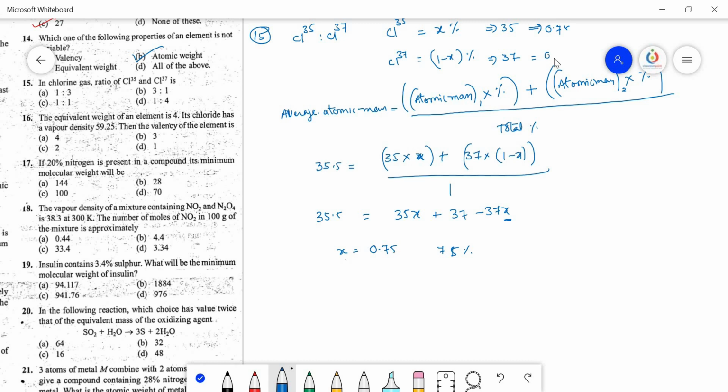For this you will get 0.75 and for this you will get 0.25, and we want the ratio. So 0.75 is to 0.25, and if you do it, it goes 3 times, so 3:1. Option B is correct for this. This is a simple formula, only applying the formula and doing the solution.